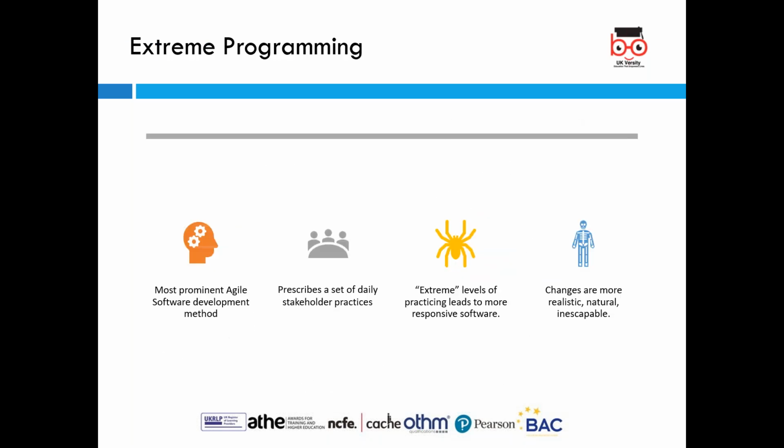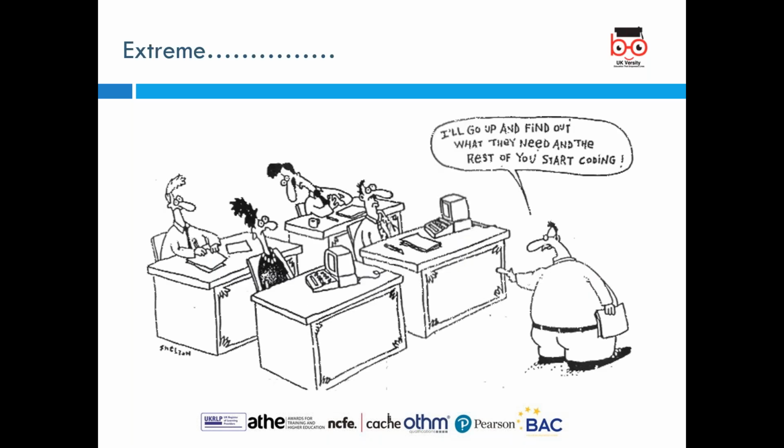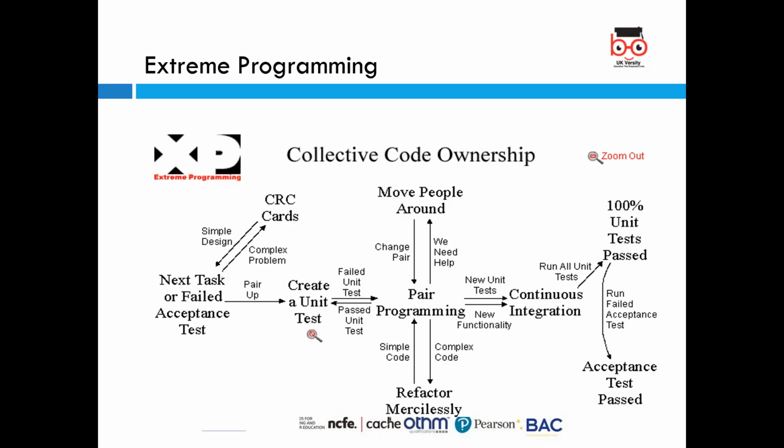Extreme programming, the most prominent Agile software development tool, is simply a tool which can be used for collective code ownership. It's not really used by companies because it's not as effective as Scrum or Kanban.